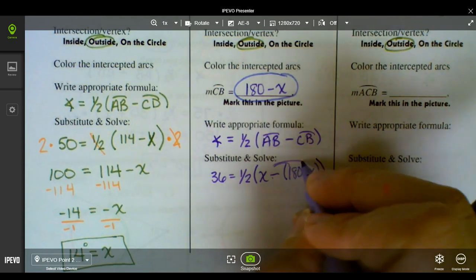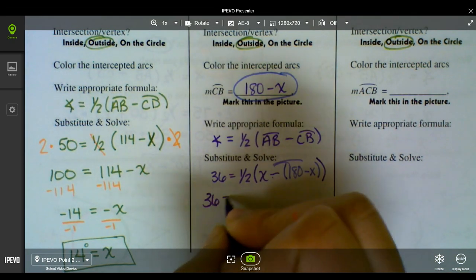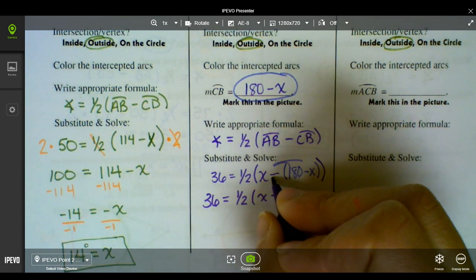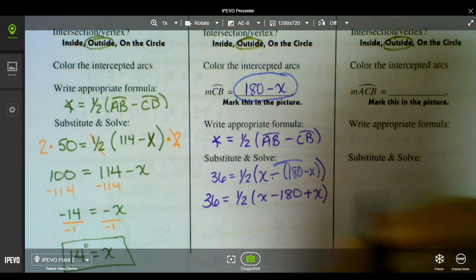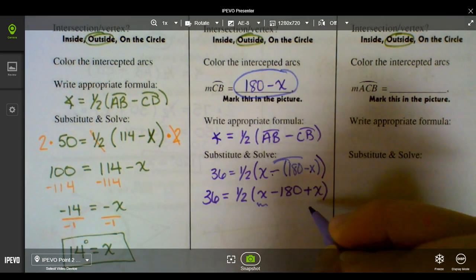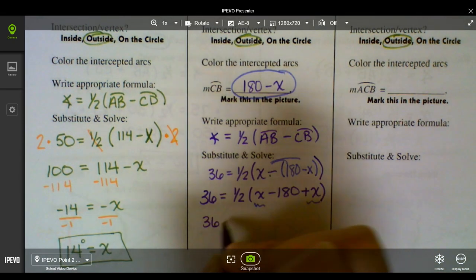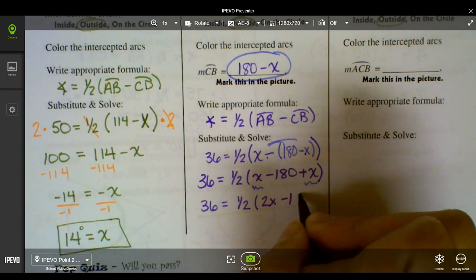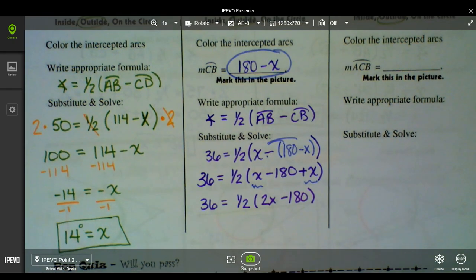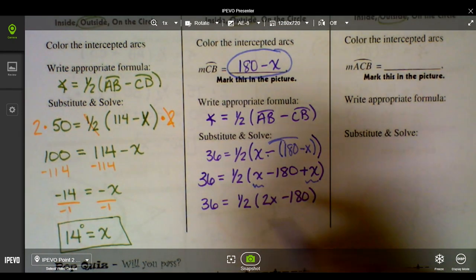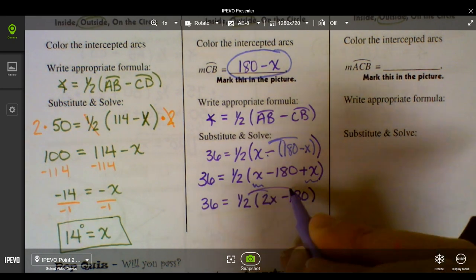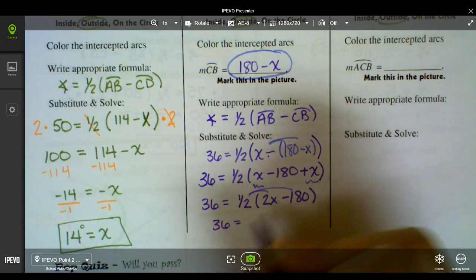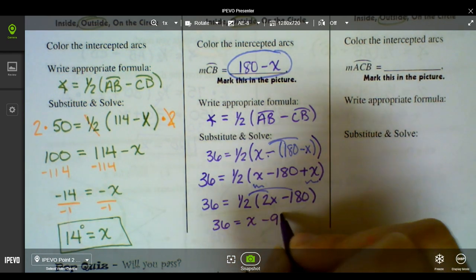All we have to do is distribute over here. So 36 equals 1/2, and then X minus 180, and then negative times a negative X is going to make it plus X. All right, then we can combine like terms. So 36 equals 1/2, and then we have 2x in here minus 180. All right, and then now you can multiply by 2 if you really want to, but both of these are even numbers now, so I'm just going to go ahead and distribute that 1/2. So 36 equals 1/2 of 2 is just 1x, 1/2 of 180 is 90.